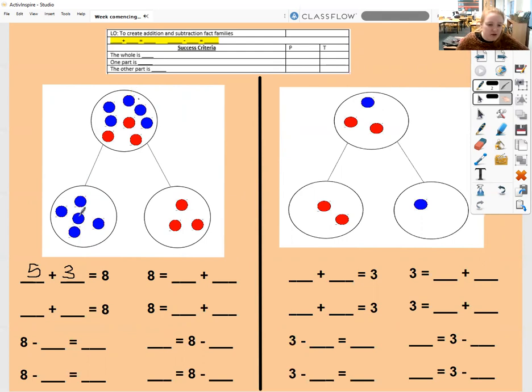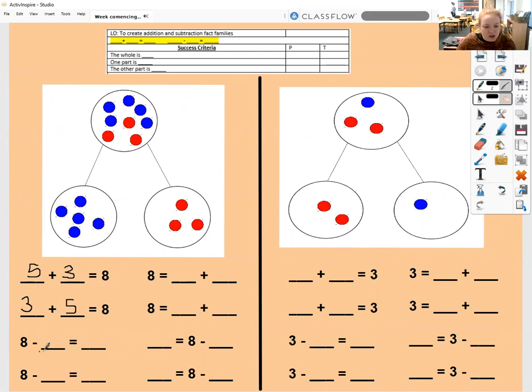Fantastic. So this time we're going to do the fact family of that number sentence. So we're going to swap our parts over. So instead of saying that 5 plus 3 more equals 8, we're going to say that 3, which is this part, plus 5 more, which is this part, equals our whole, which is 8.